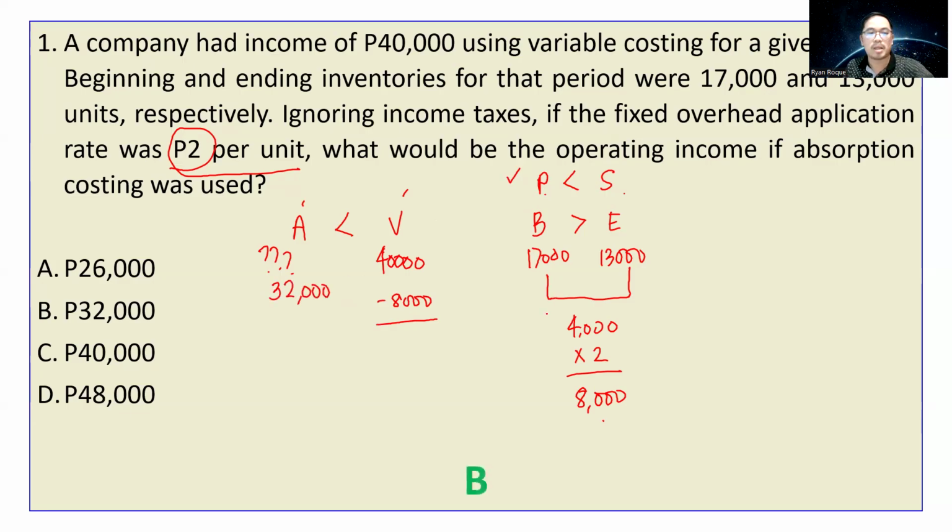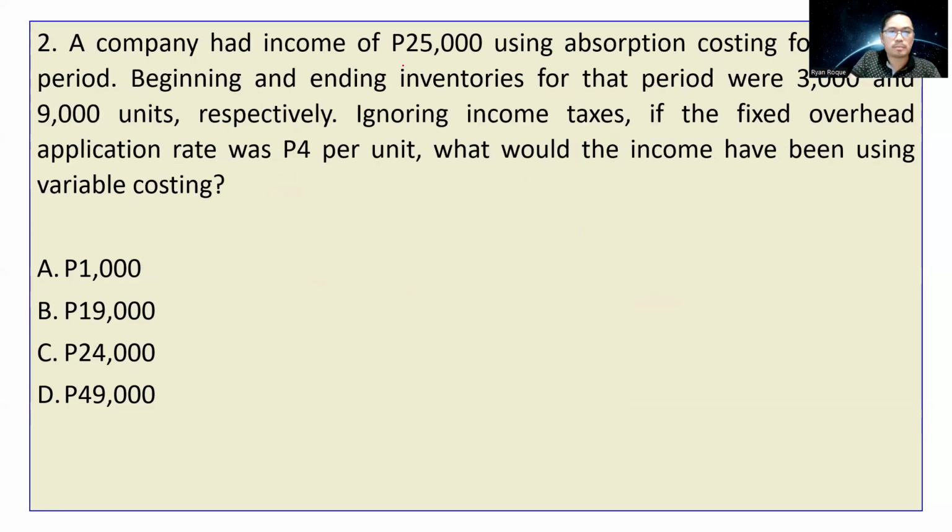So the answer is B. All right, so let's proceed with number 2. This time we have the income of 25,000 using the absorption costing method. So under absorption, it's 25,000, for a given period. So we are now asked for the income under variable.